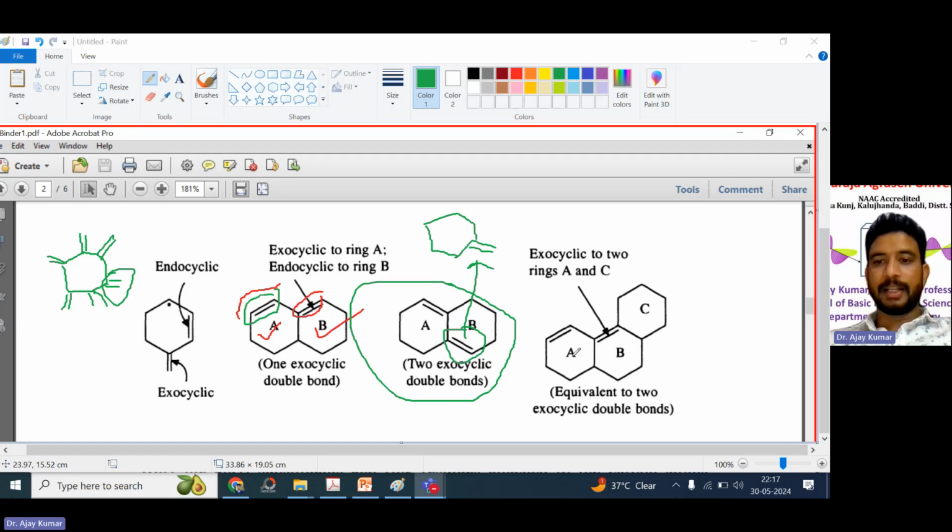In the next, we have three rings A, B, and C. If we talk about ring A, this double bond is exocyclic to ring A. Ring B has no exocyclic double bond. And if we talk about ring C, this double bond is exocyclic to ring C.